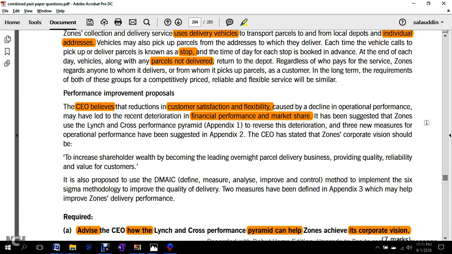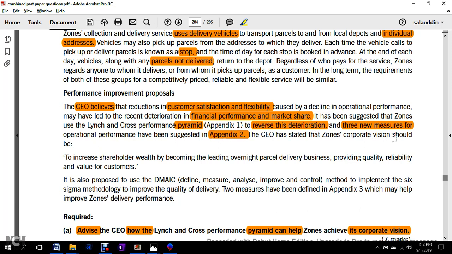It has been suggested that Jones use the Lynch and Cross performance pyramid to reverse the deterioration. So now they want to improve their situation. How? By using the pyramid. What does the pyramid say? There are 4 levels, which I have discussed earlier. And 3 new measures for operational performance have been suggested in Appendix 2. So these are actually narration of the requirement.